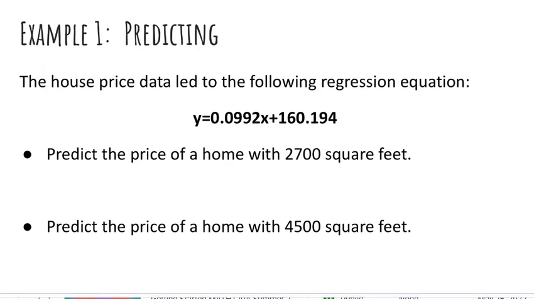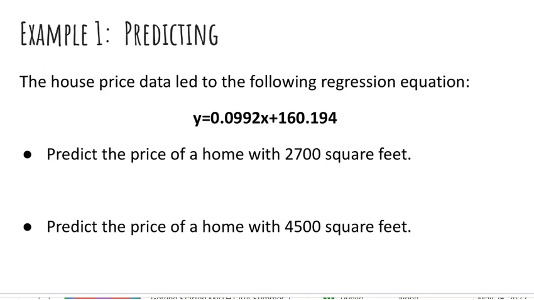So we used the data points to create a regression equation, and that equation was y equals 0.0992x plus 160.194. We can use that equation because it shows a relationship, so we can use that relationship to make predictions, based off of the trends that we created that equation from.